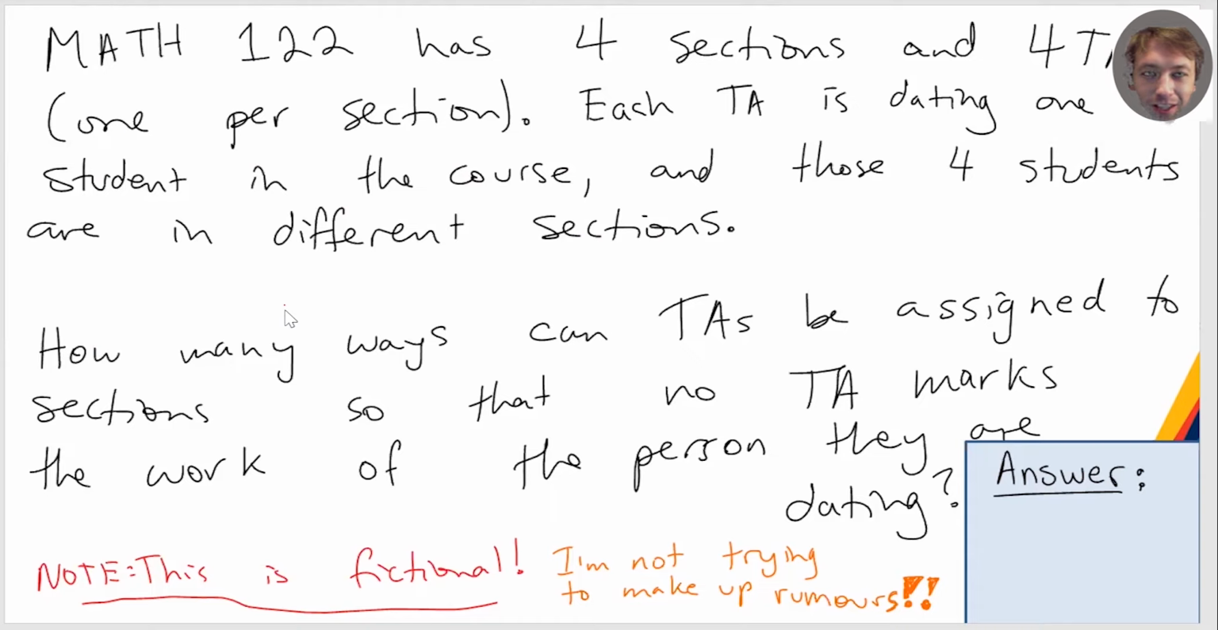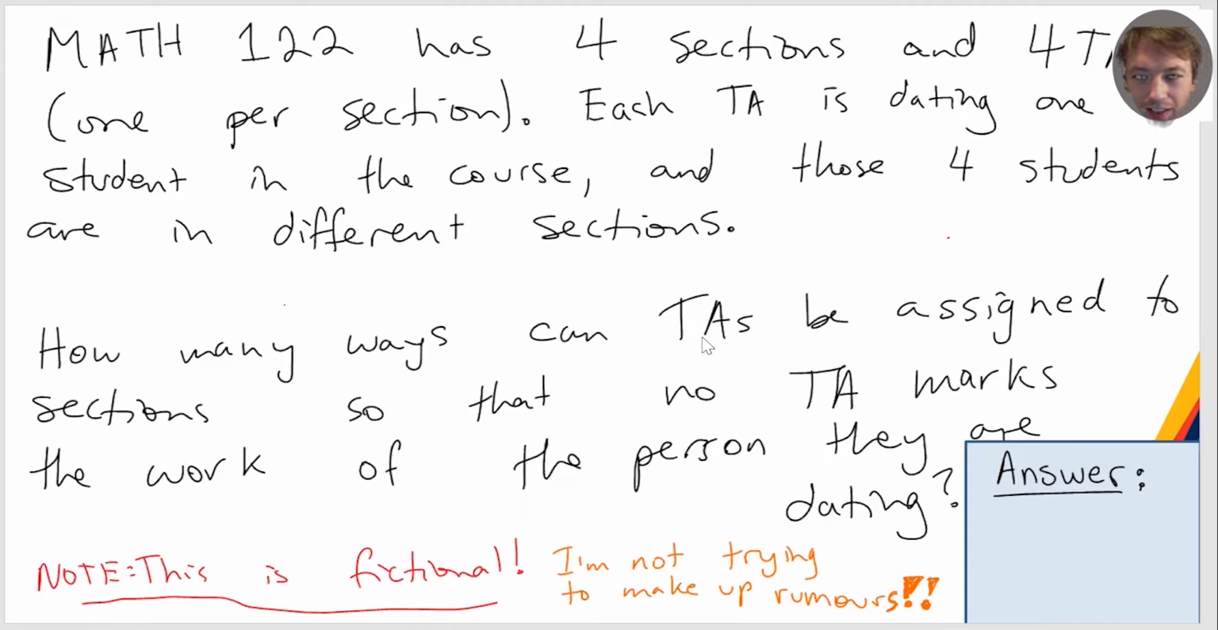Each TA is dating one student in the course, and those 4 students are in 4 different sections. The idea is it wouldn't be appropriate for the TA to mark the work of their significant other, because they would be tempted to cheat to give them a higher grade. So how many ways can I assign the TAs to the sections so that no TA marks the work of the person that they're dating? And this is not the current situation in Math 122. This is a fictional situation.